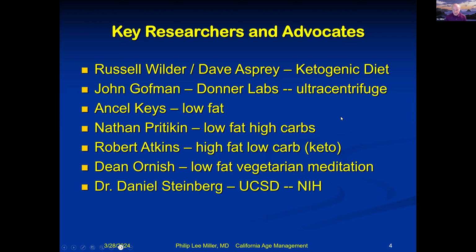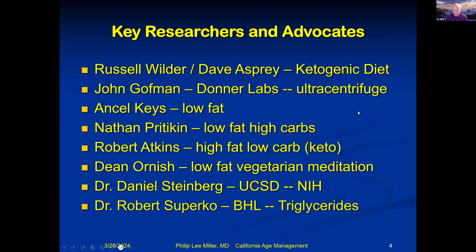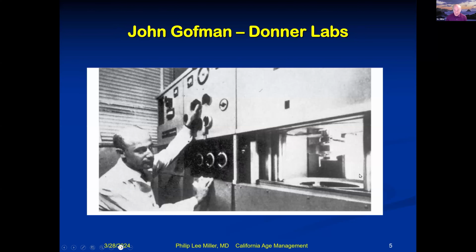Daniel Steinberg was professor of medicine at UC San Diego and a good friend who really worked on a lot of the lipid protocols through the NIH. Then Robert Superko, who I considered my mentor, was one of the original people at Berkeley Heart Labs, where again, they went back to ultracentrifuge, doing gel centrifugation, gel separation of various components of lipids. So this is the original machine at Donner Labs where the ultracentrifuge started this off.